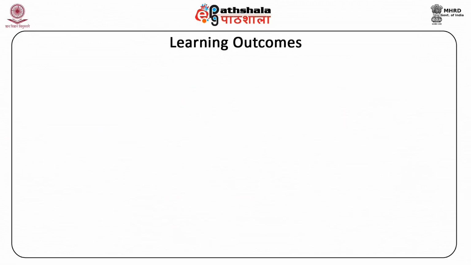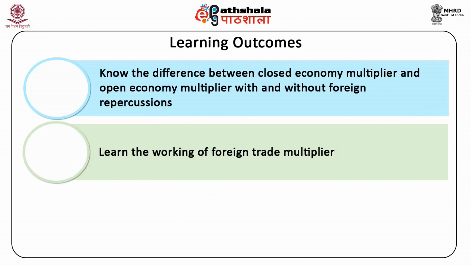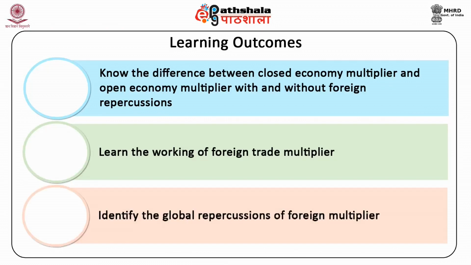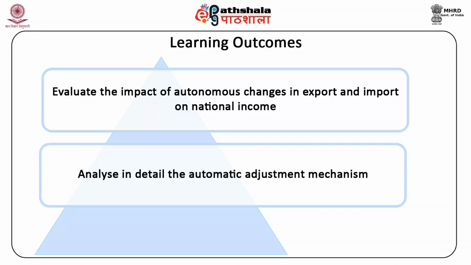After studying this module, you shall be able to know the difference between closed economy multiplier and open economy multiplier with and without foreign repercussions, learn the working of foreign trade multiplier, identify the global repercussions of foreign multiplier, evaluate the impact of autonomous changes in export and import on national income, and analyze in detail the automatic adjustment mechanism.